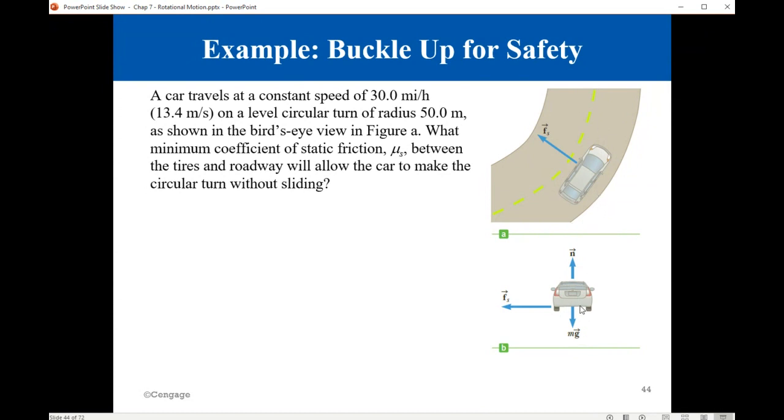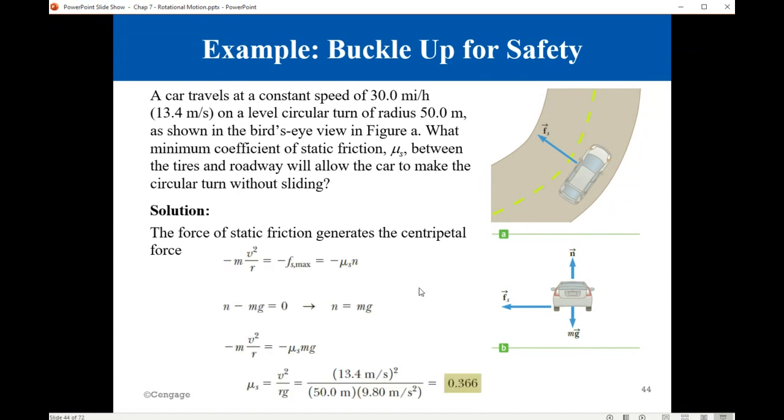As always, we have mg, the weight of the car, and we have the normal force going upward. So now we know the source of the centripetal force. The centripetal force is just the force of friction, and the force of friction is just mu s N, as we know when we studied friction. You need the normal force multiplied by the coefficient of static friction. This is your centripetal force.